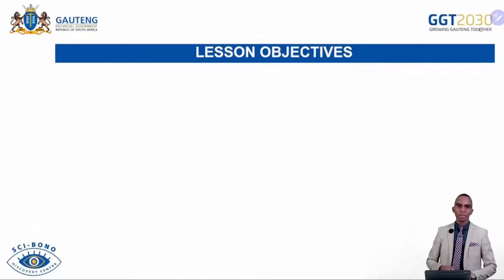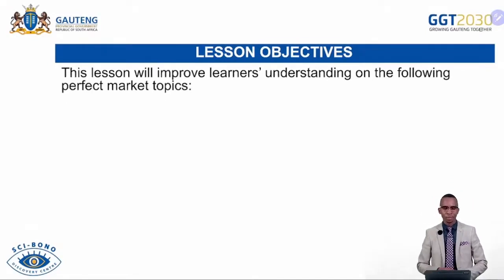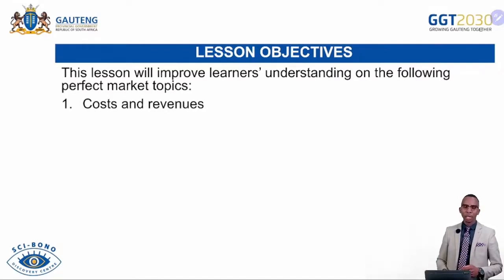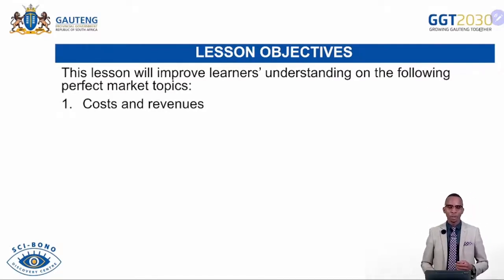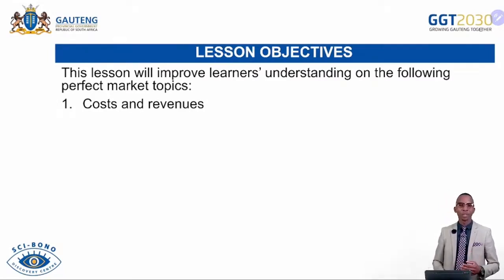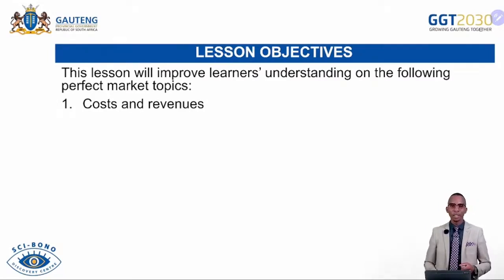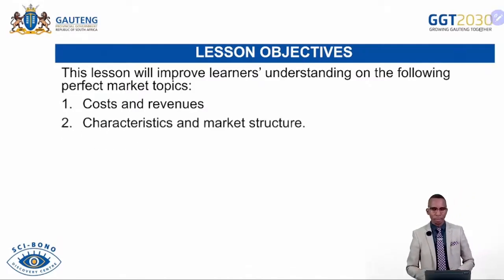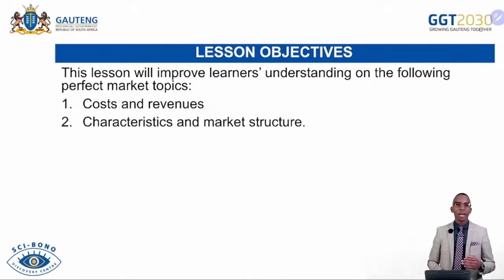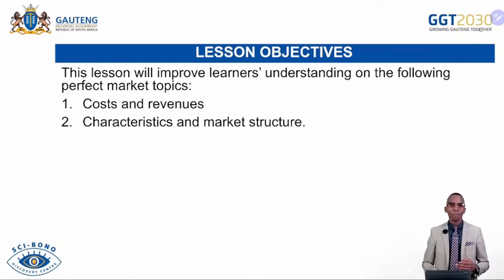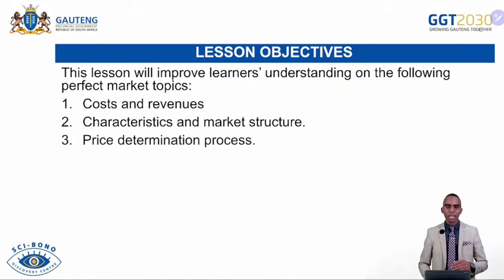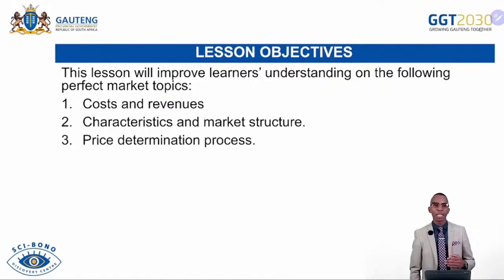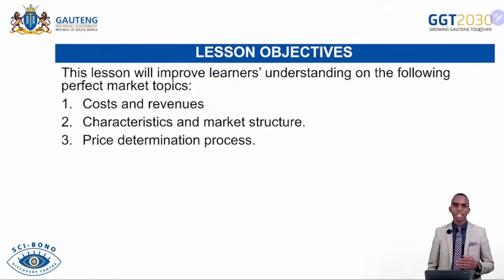So these are the lesson objectives for our lesson today. The lesson will improve your understanding in aspects of the perfect market. Number one, you will be reminded of the costs and revenues that were done last year in your grade 11 economics. The characteristics and the market structure for the perfect market will be given and discussed. And then also the price determination process under perfect competition will be explained, on how the price is determined.